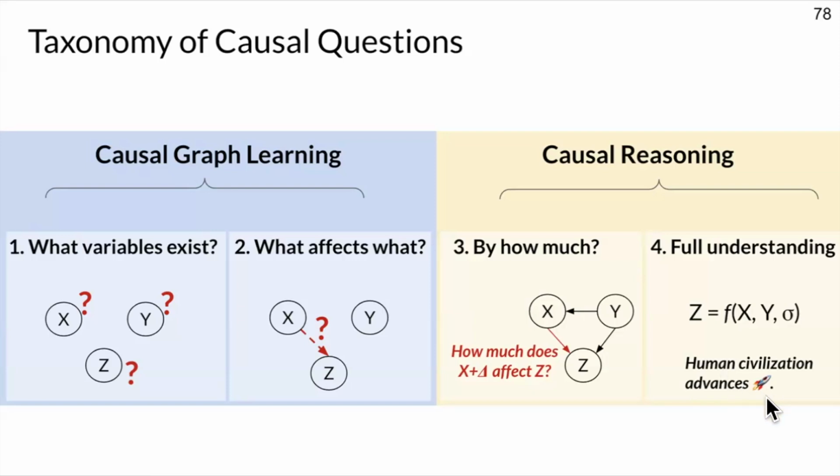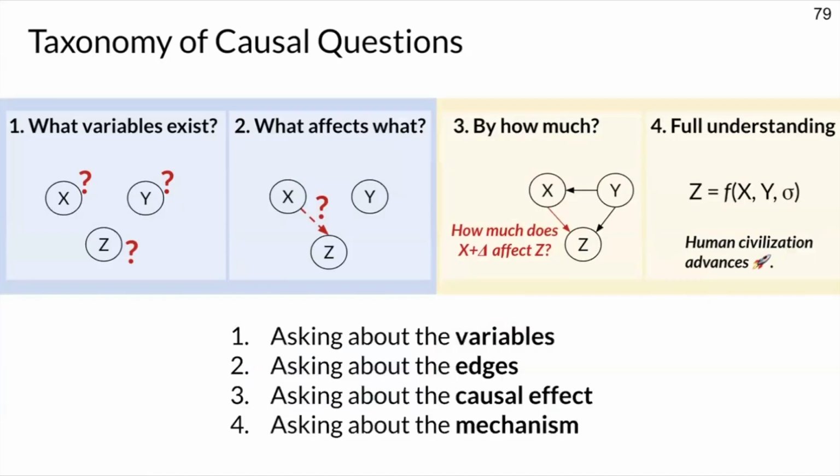That's also how human civilization advances, how accurate subjects in STEM actually get progressed. And then here, what it essentially means is that we have causal questions asking about the variables, asking about the edges, asking about rough information of the edge, such as one number quantifying the causal effect, or fine-grained information, such as give me the exact causal formula here in the mechanism.